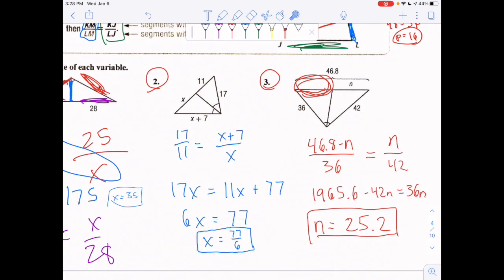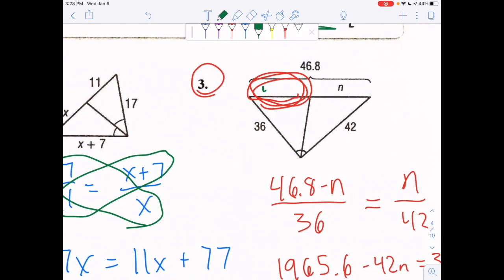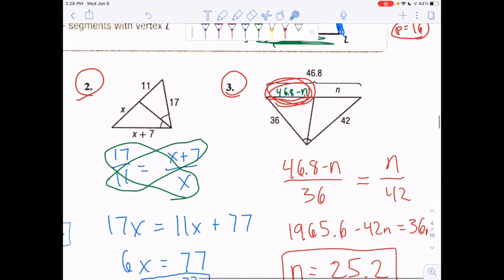All right, guys, check out the answers here. This one's a weird fraction, 77 over 6. Just a little quick reminder when you cross multiply here, that the 11 is multiplied to both the x and the 7, okay? Don't forget that. Over here, the tricky part was to realize that this little space here is actually 46.8 minus n. Okay, a little math savvy move there.